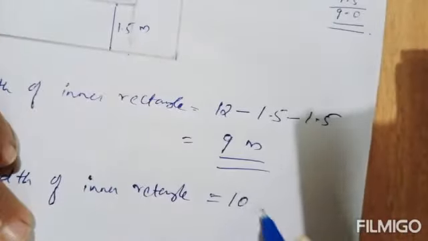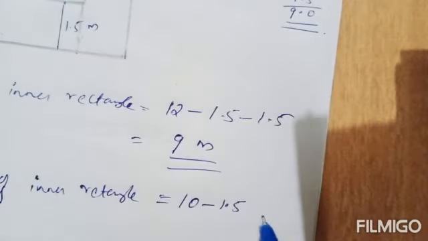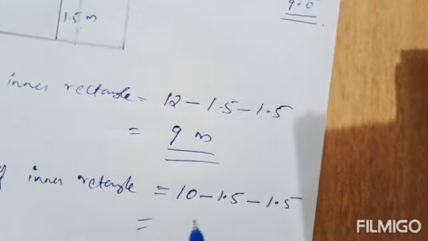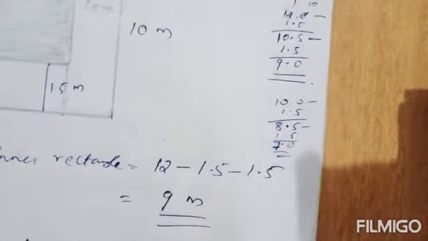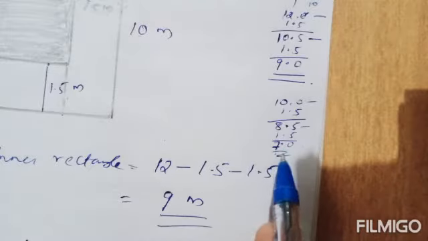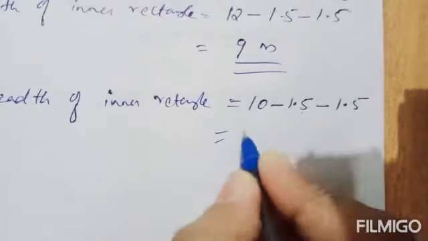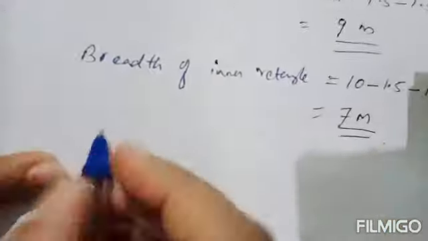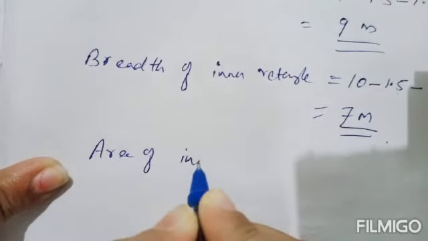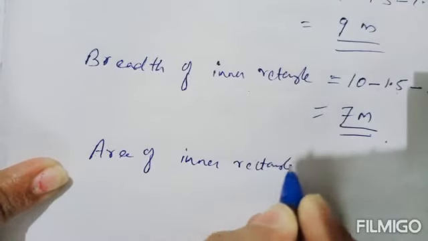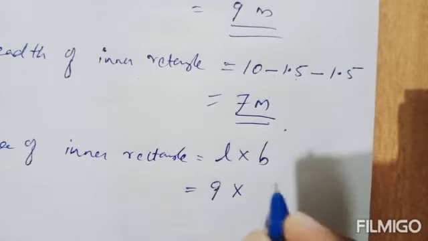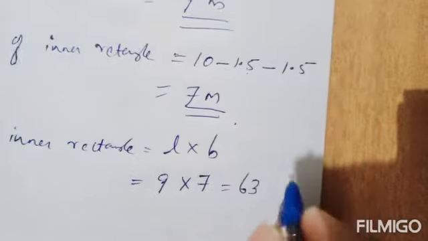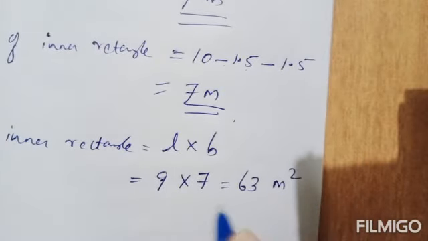So the full length is 10 minus 1.5 minus 1.5. So what will you get? 10 minus 1.5, you will get 8.5. Now 8.5 minus 1.5, you will get 7. So 7 meter is the breadth of the inner rectangle. Now you can find the area of the inner rectangle. The formula for the area of a rectangle is L into B. Length is 9 and breadth is 7. So 9 into 7, you will get 63 meter square. Okay, this is the area of the shaded portion.